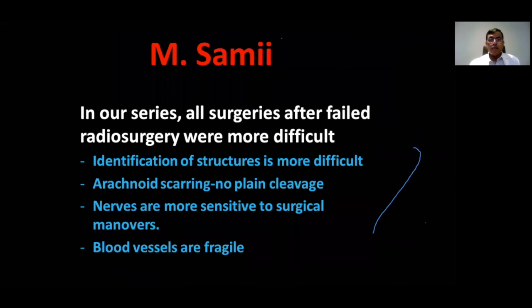So Majid Sami says, in our series, all surgeries after failed radiosurgery were more difficult. Why is it more difficult? Because you cannot see normal structure. There's no plane of cleavage. The nerves are very sensitive to surgical maneuver, and blood vessels are fragile. So when you operate on a case of vestibular schwannoma who had radiosurgery, it's really hell.